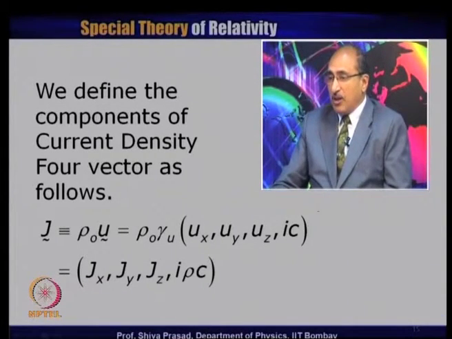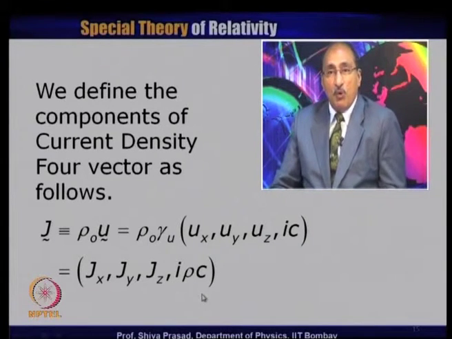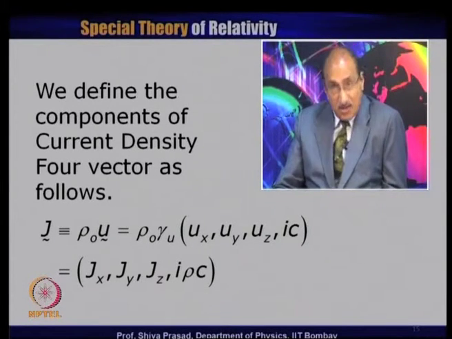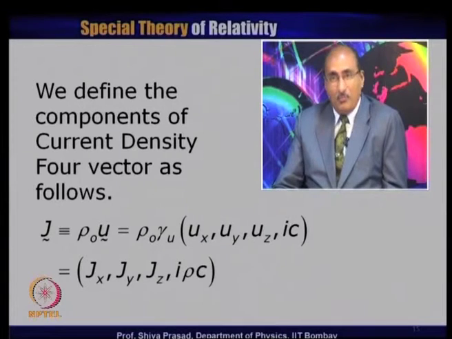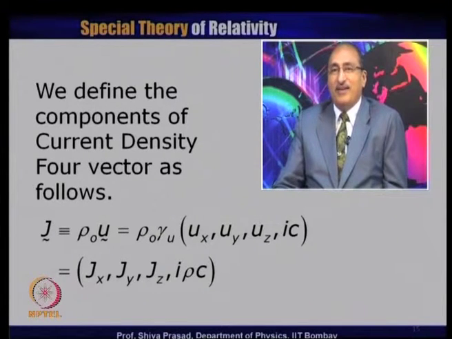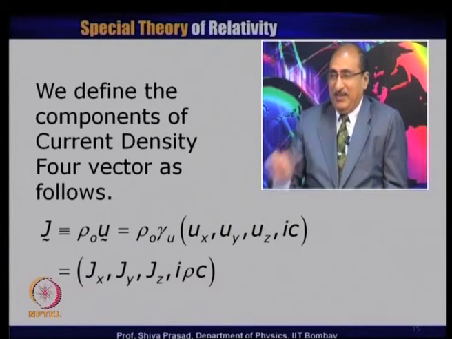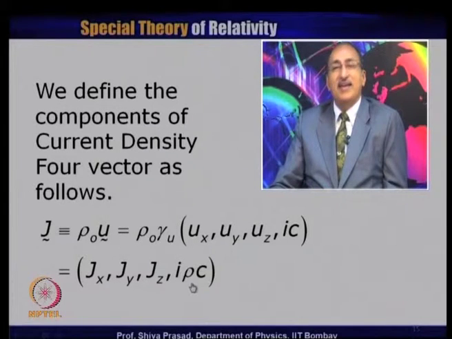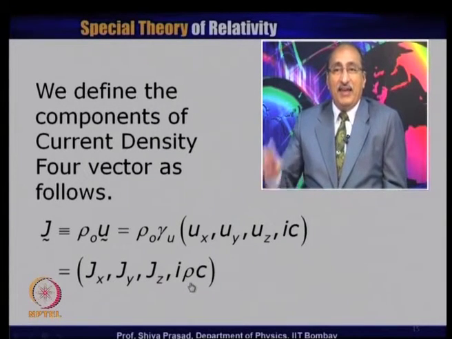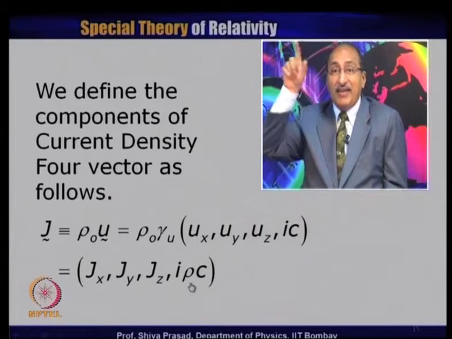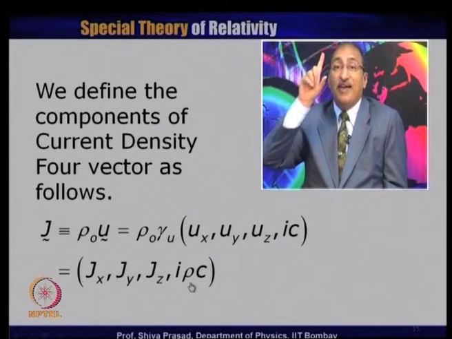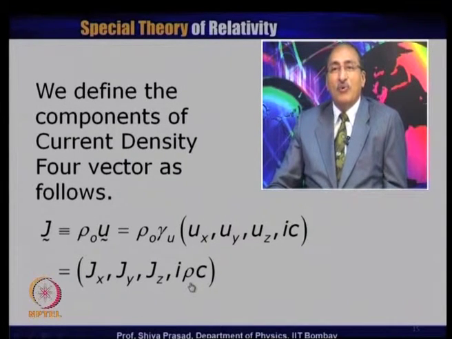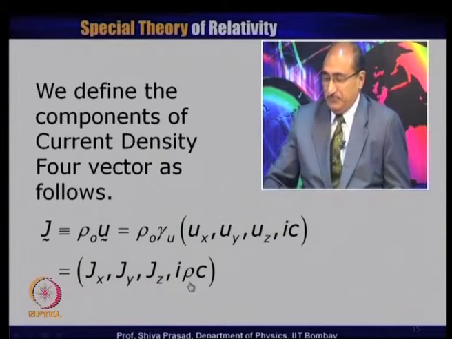And the fourth component, like in the case of the momentum 4 vector, which depended on the energy of the system, here the fourth component of the current density 4 vector depends on the charge density. So the fourth component is rho. Like in that particular case of momentum, it was iE upon c. The fourth component depended on the energy. Here, the fourth component depends on the charge density.